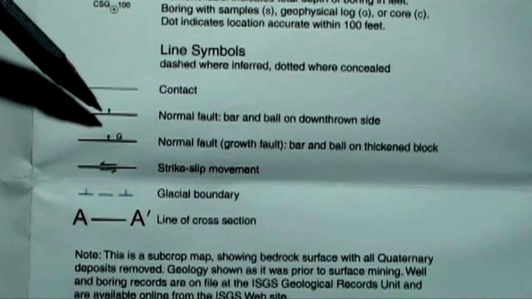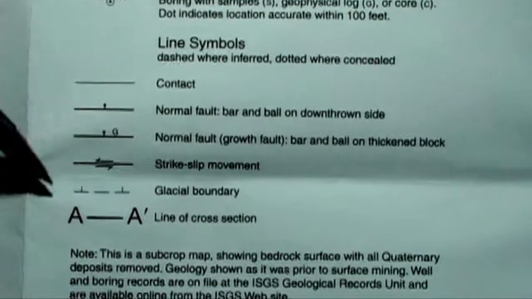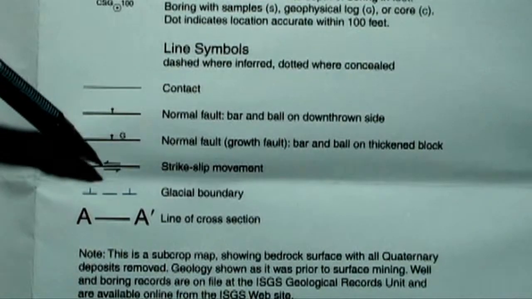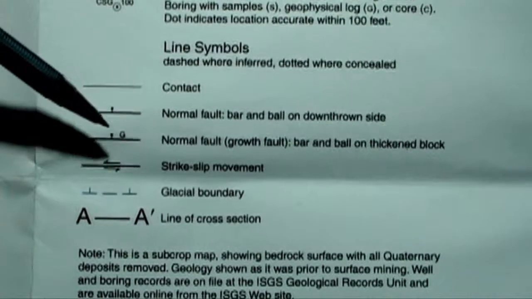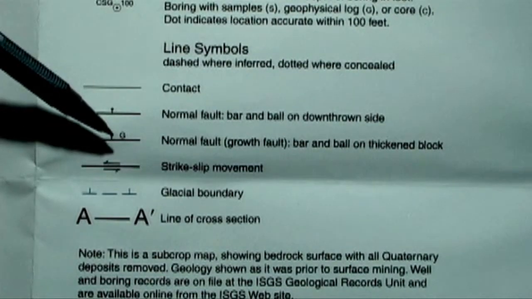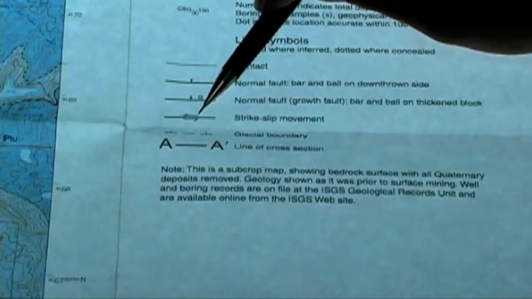The ball and bar shows that side of the fault has been down-dropped. This type of normal movement is denoted by this particular symbol. We have in this quadrangle growth faults, and we have strike slip movement, which is a more complex movement along a dip slip fault. So this symbol shows a dip slip fault, this shows a strike slip fault, and where we have some strike slip and some dip slip movement, that's called oblique slip, we'll put both symbols on the map.